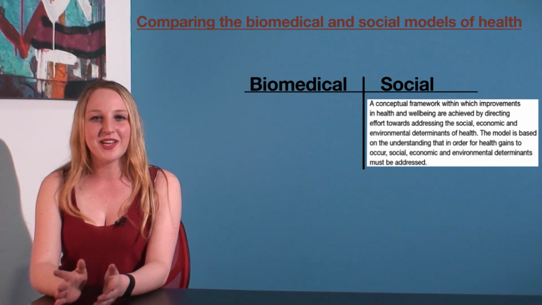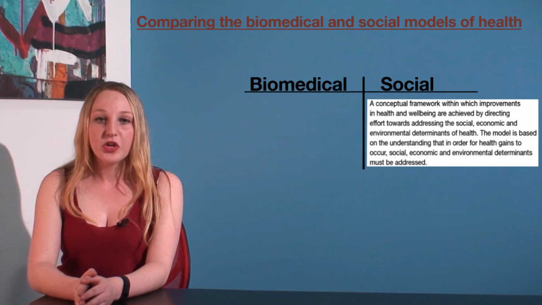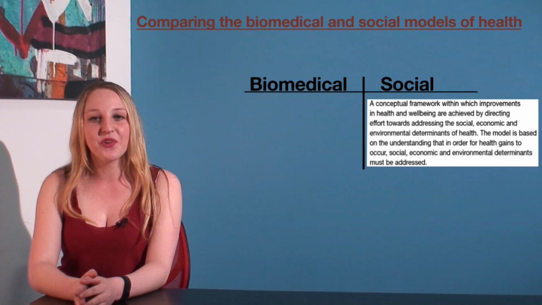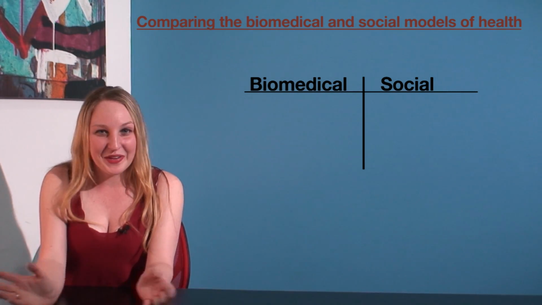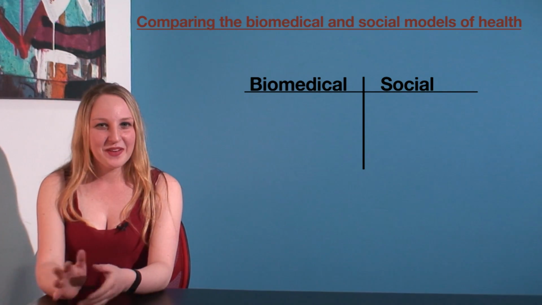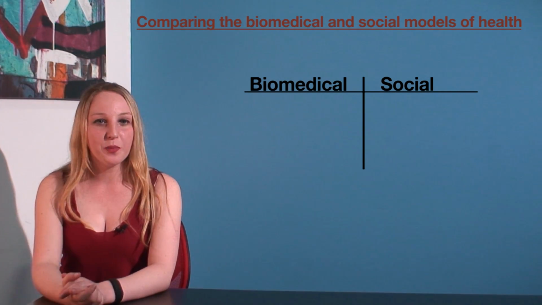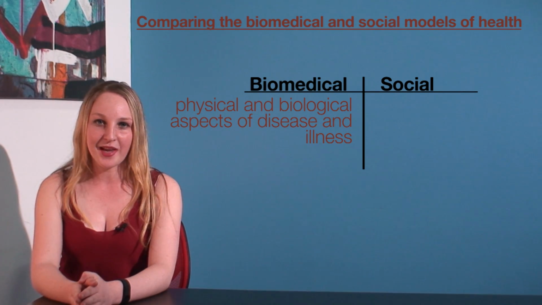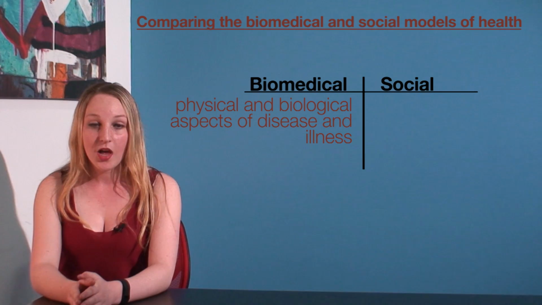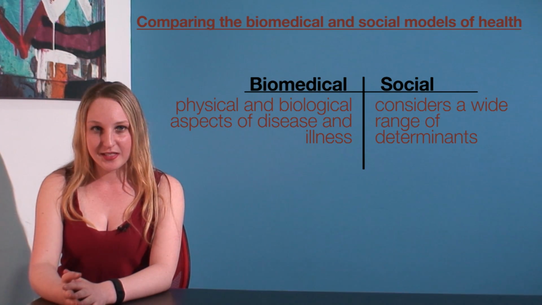The model is based on the understanding that in order for health gains to occur, social, economic, and environmental determinants must be addressed. That's all a bit wordy, really. If we break it down, we can see some of the main differences. The biomedical model focuses only on the physical and biological aspects of disease and illness, whereas the social model considers a wide range of determinants.